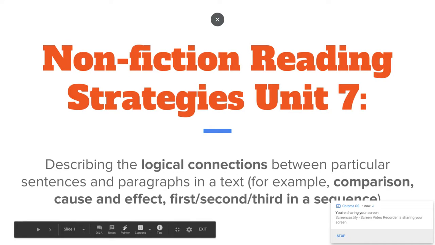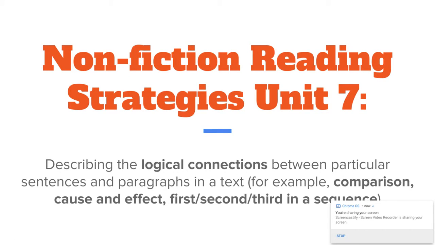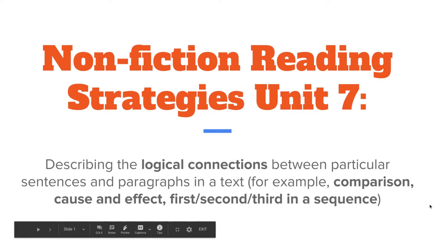So today we're focusing on the next unit, which is centered around nonfiction reading structures, including comparison, cause and effect, and sequence and order. So what you third graders are supposed to do by the end of this unit is describe the logical connections between particular sentences and paragraphs in a text. So be able to tell whether or not a text is using comparison, cause and effect, or sequence and order in a particular text, and then tell why that information is connected and why the author decided to order things that way. So let's go on to the first slide here.